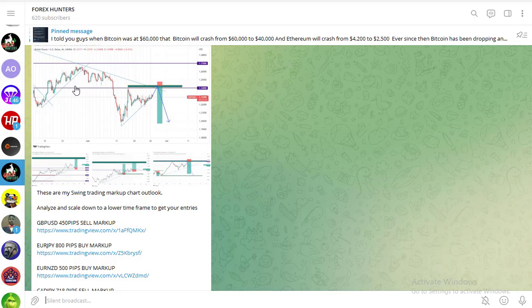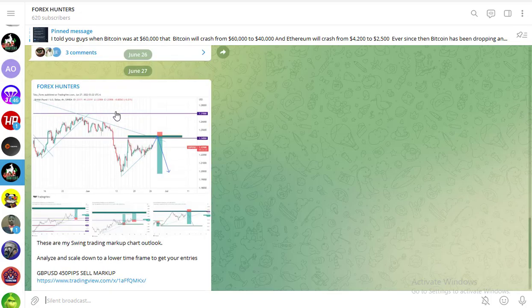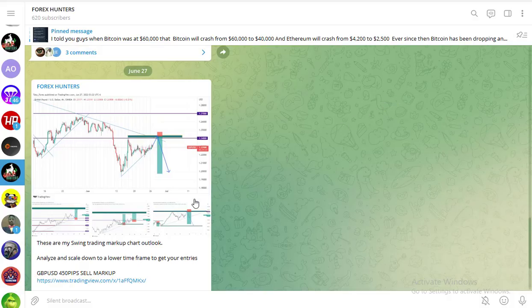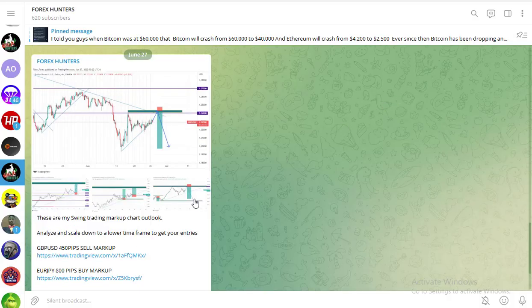Thochi AK here. As you can see, I posted some chart analysis, swing chart markup, on my Telegram community, and I want to break it down for you all, because most of this space is in picture format and the detailed breakdown is not here.